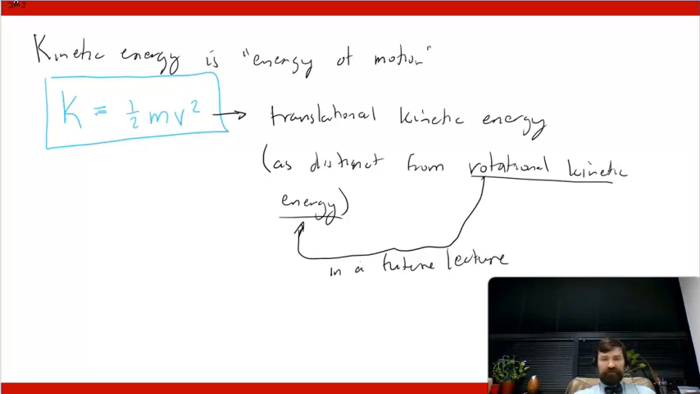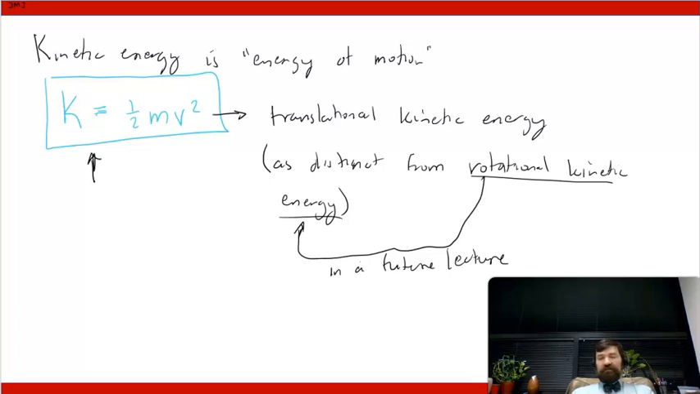We are focused on this one right here, translational kinetic energy for now. Okay, so what is the translational kinetic energy? It's half of the mass times the speed squared. And that's basically all there is to translational kinetic energy for an object.